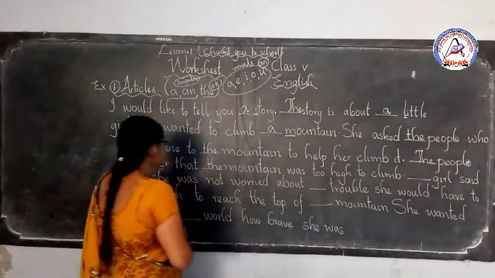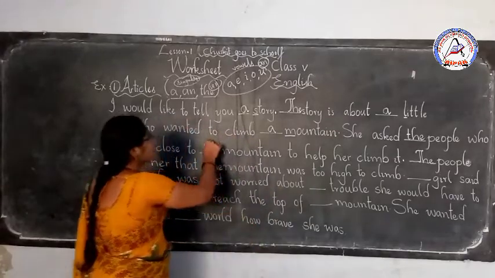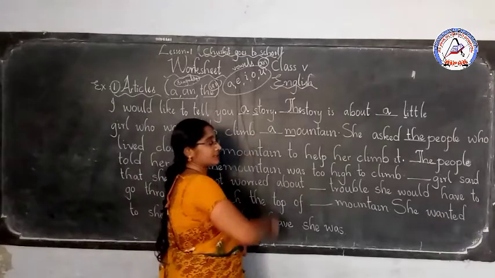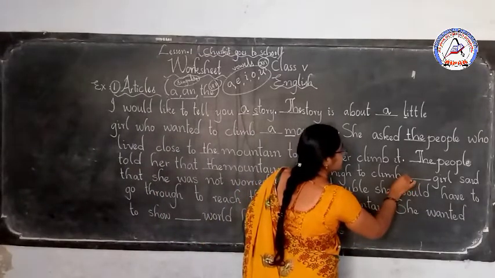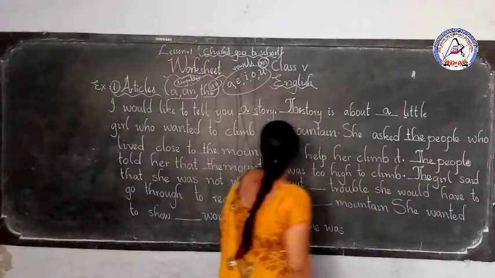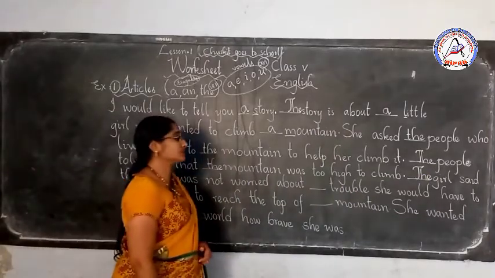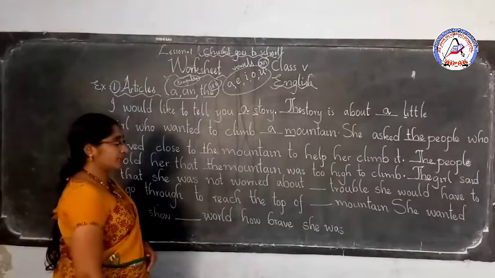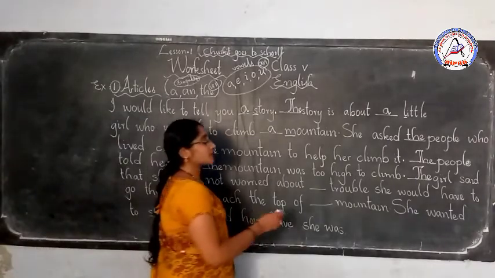Dash girl said that she was not worried. Dash girl, which girl? The same girl which we are talking about from the beginning. Already you know which girl. So in this already known girl, that's why you have to write here the. And because it is started after a full stop, use capital form. The girl said that she was not worried about dash trouble she would have to go through to reach the top of dash mountain. So what did the girl say? The girl said that she was not worried about dash trouble.